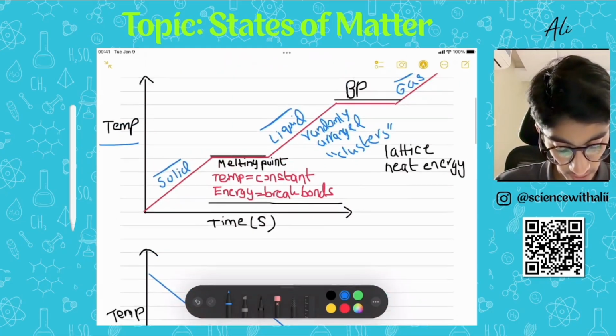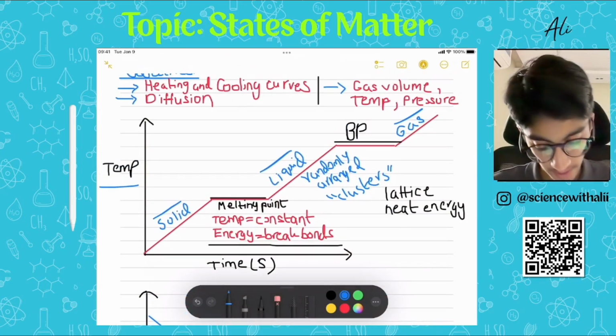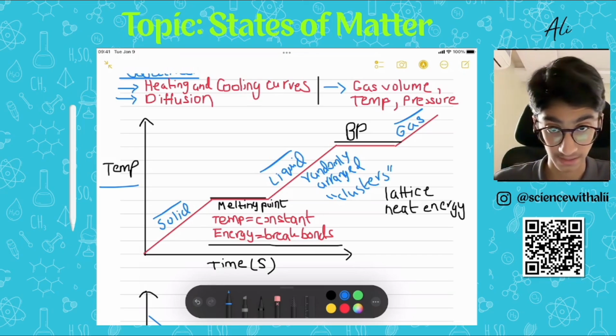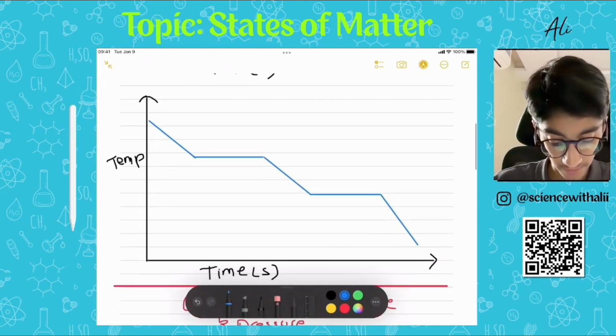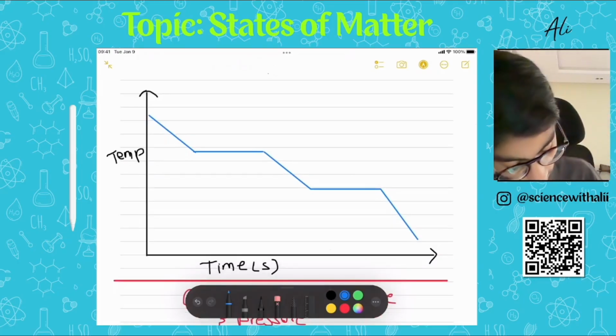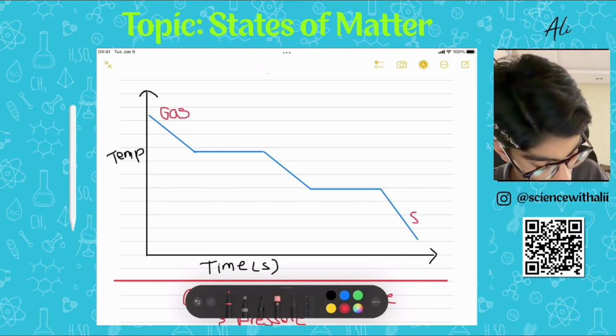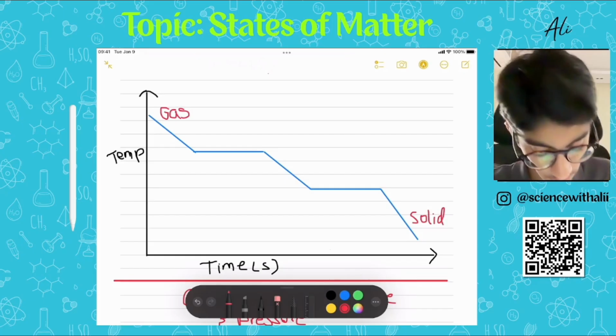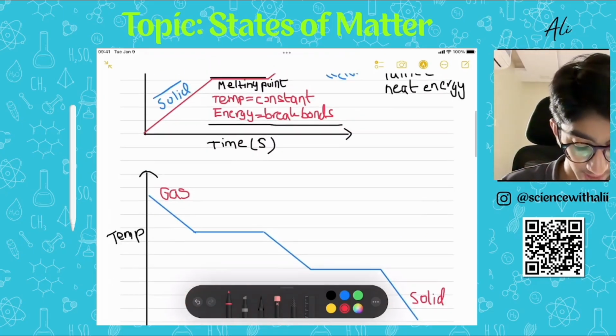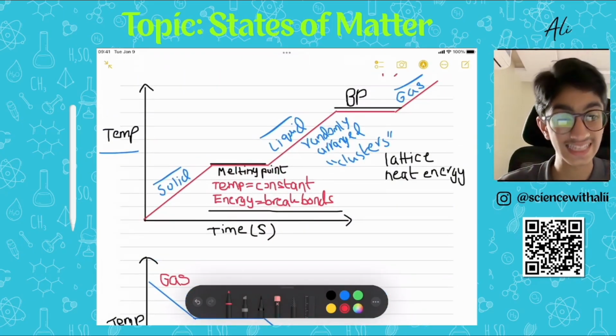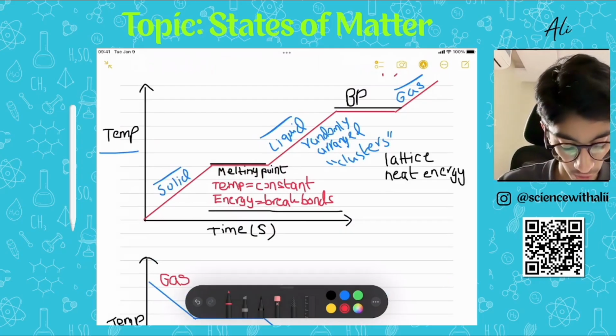Now during a cooling curve, you need to understand one thing. We started the heating curve with a solid and we ended it with a gas, right? During a cooling curve, we will start with a gas, and we will stop at a solid. Okay? So what were the processes involved in the heating curve? We're going to be doing the exact opposite of that in reverse order, right?